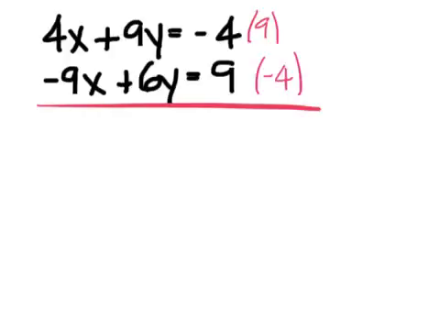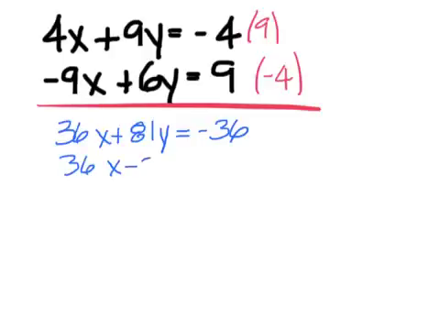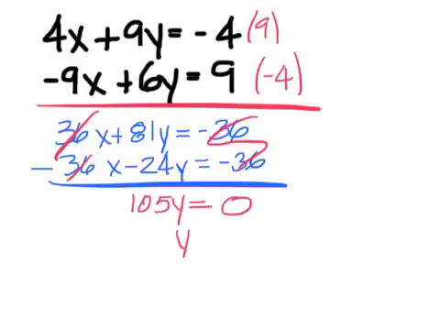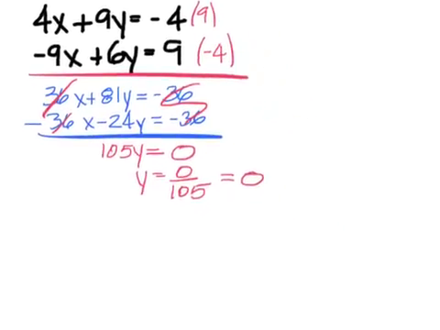But anyway, when you multiply the top, you get 36x plus 81y equals negative 36. And then on the bottom, you'll get 36x minus 24y equals a negative 36. So if we subtract, these cancel out, and 81 minus a negative 24 is 105. These cancel out to 0. So when you divide 0 by 105, what do you get? 0.